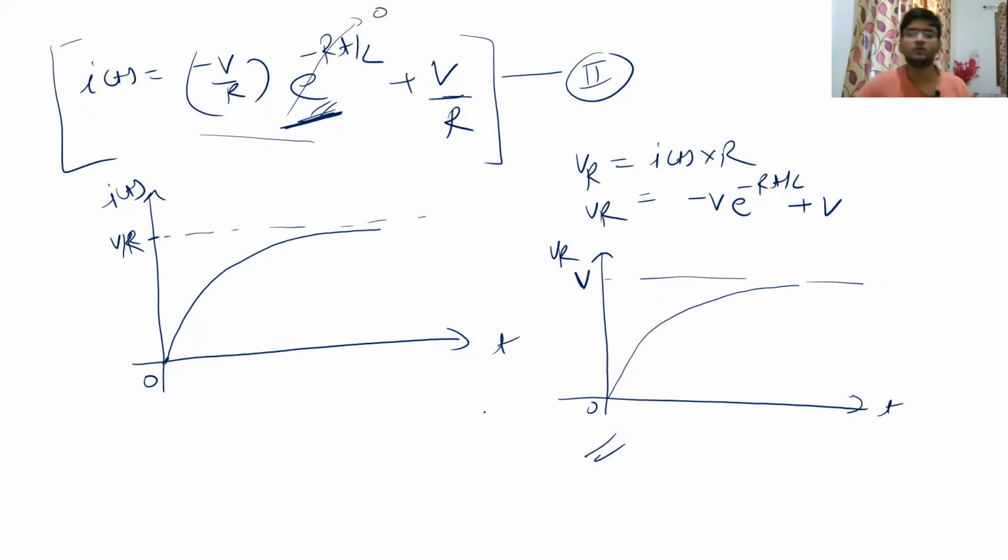So this is how the transients work in an RL circuit. I hope you understand, and we are going to see the transients in an RC circuit and a little more about time constant in the second lecture of this video.